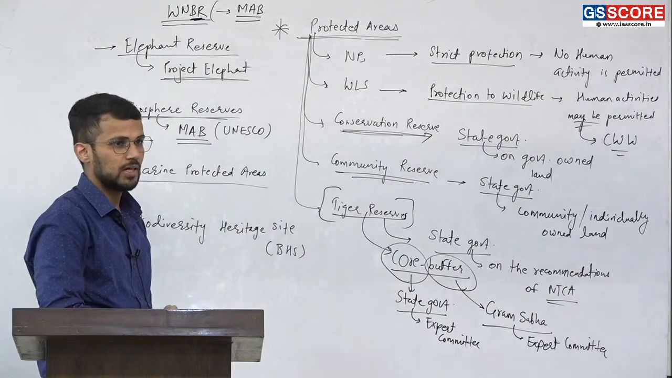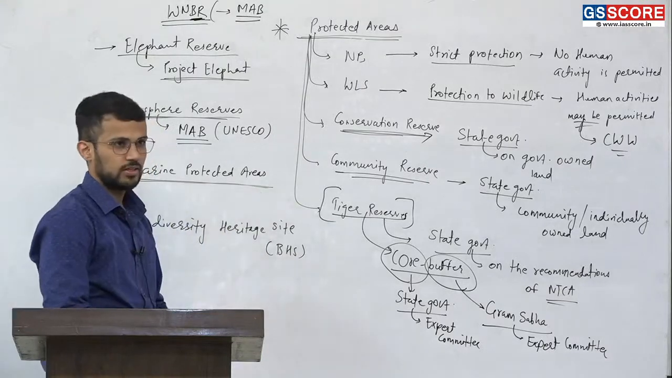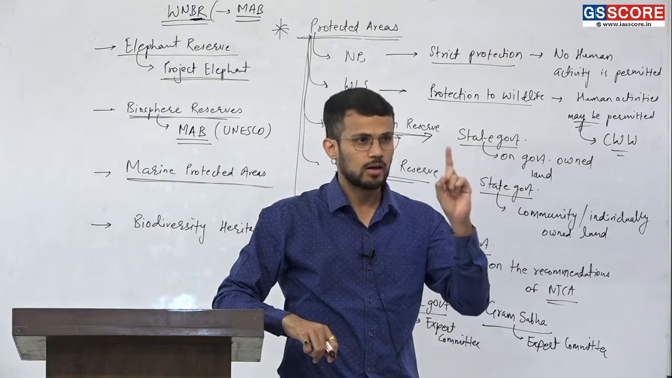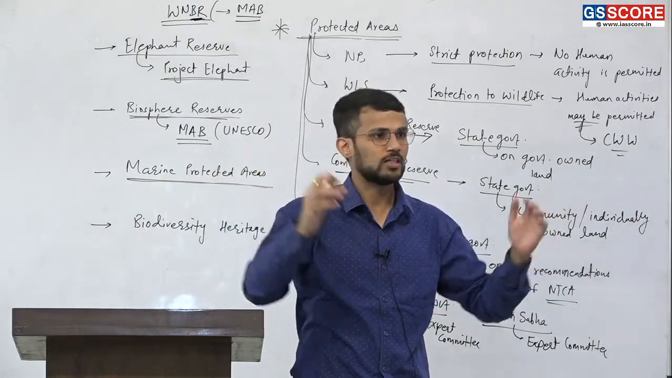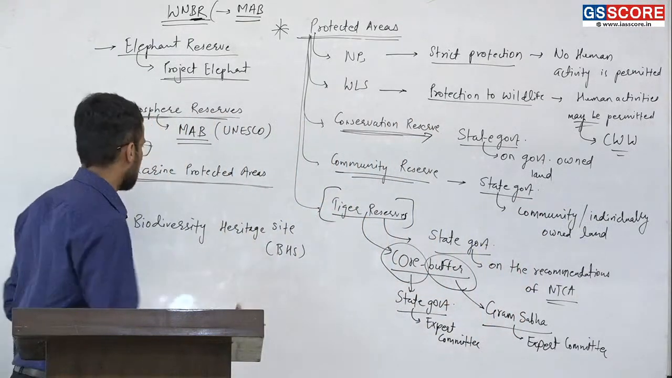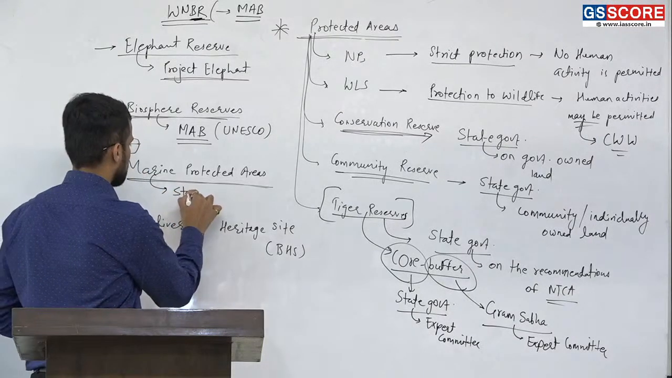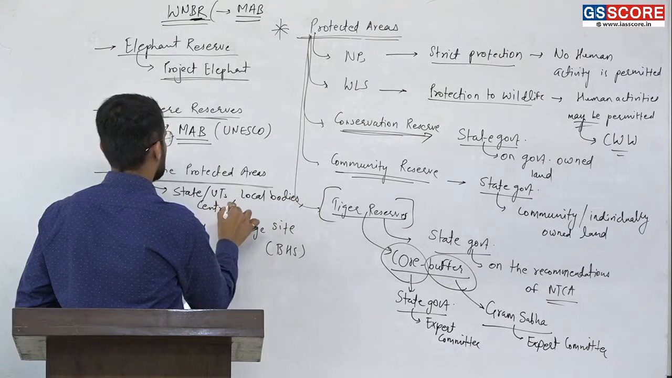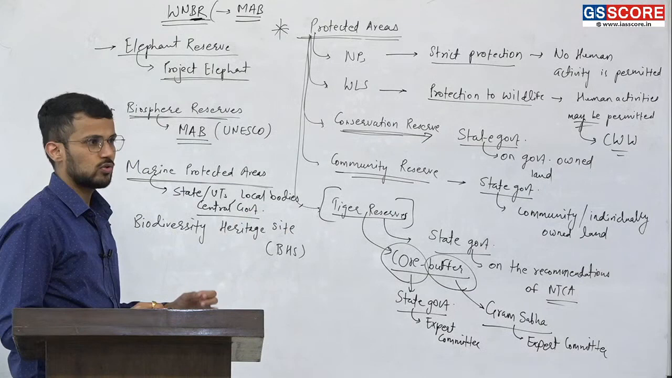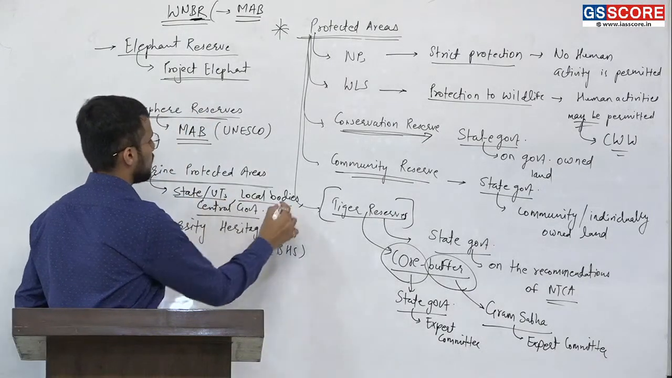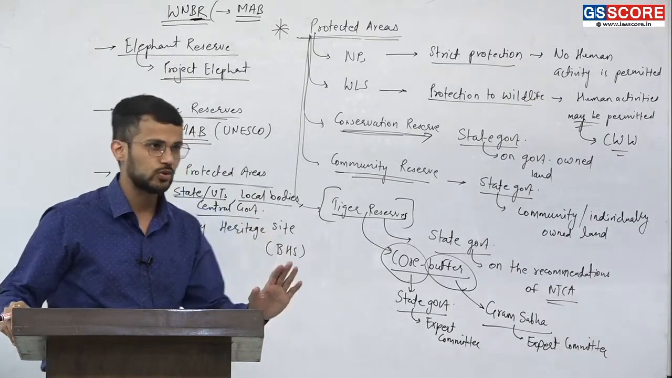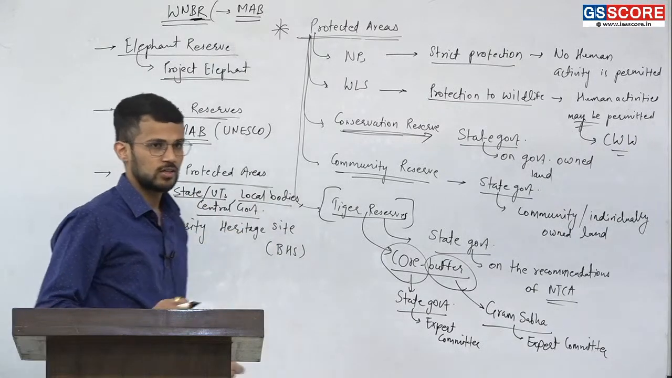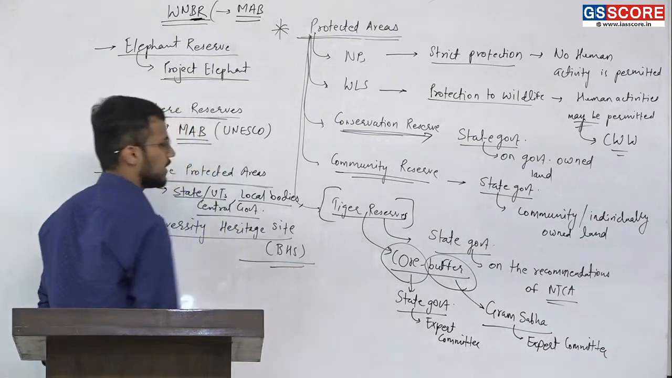Marine protected areas, MPAs. These are protected areas in the aquatic ecosystem where human activities will be restricted compared to adjacent water. Marine protected areas can be created by states, UTs, local bodies, and even by the central government. Right, so there is no fixed criteria for the declaration of marine protected areas, as there is no statute to back them. They can be created by local bodies, state governments, UTs, and even by the central government.